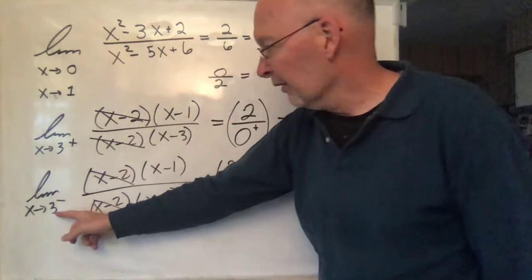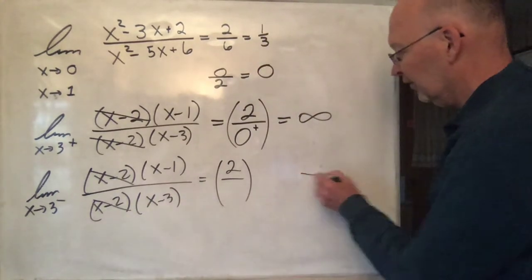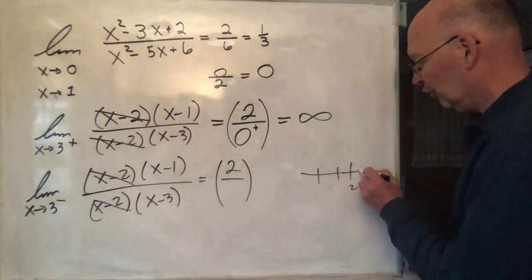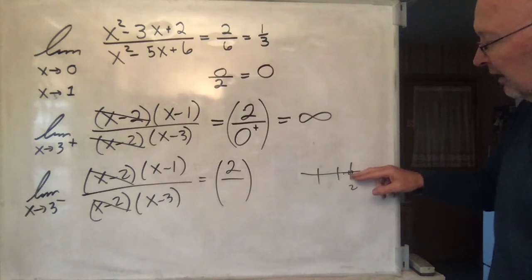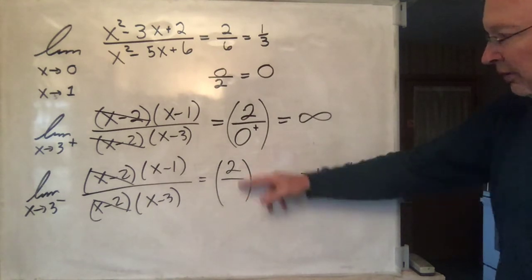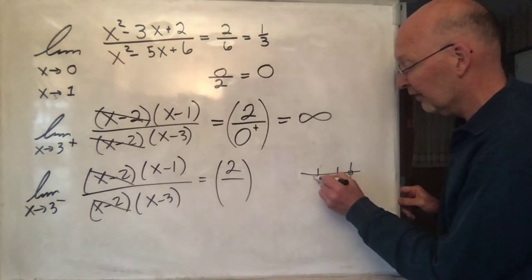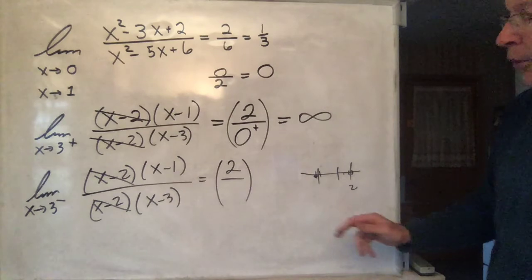The bottom, on the other hand, is getting close to 0. And there it does matter which side of 0 you're on. Here's 2 right here. If you're a little bit here, if you're a little bit there, you're still close to 2, and it doesn't affect your final answer at all. On the other hand, 0, if you're on this side of 0, you're a negative number. If you're on this side of 0, you're a positive number. So you have to be more careful.